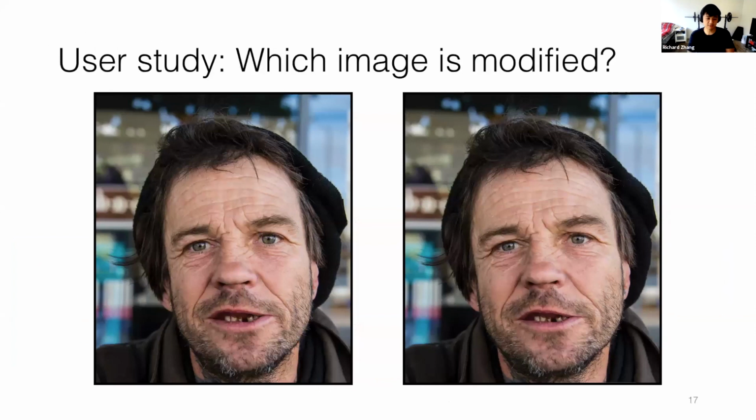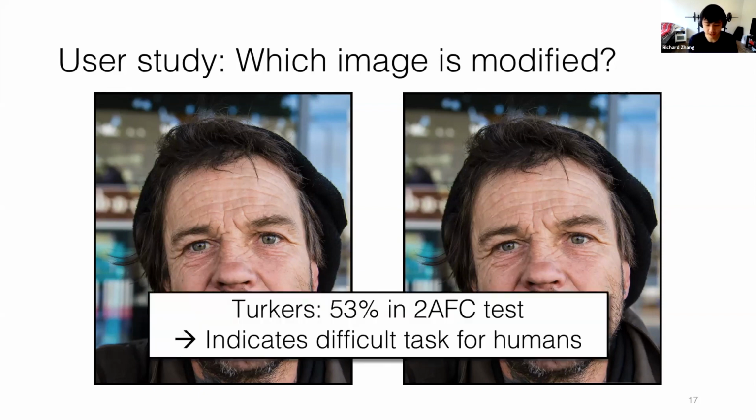And notice that it's actually not trivial to identify if something has been manipulated. Let's just show it here. Which image here is modified, the left or the right? I actually just showed you the original and the modified, and it's still kind of hard to decide, much less if you were just given an image in isolation. We actually did this study on Mechanical Turk, and Turkers got 53%. Sometimes the perturbation was so big that it was very obvious, but this indicates that, at a high level, this is a very difficult task for humans.